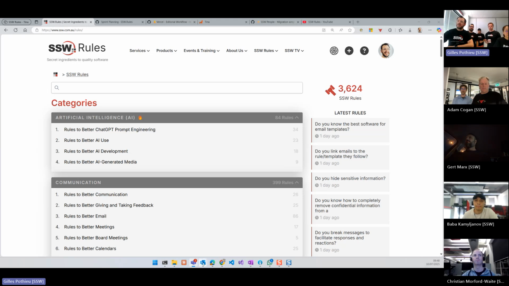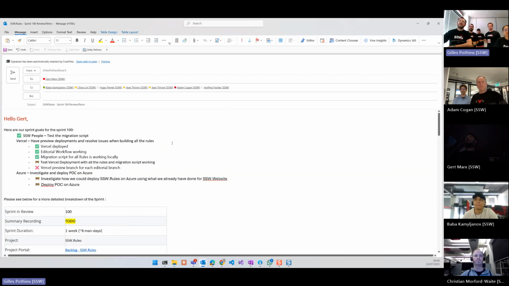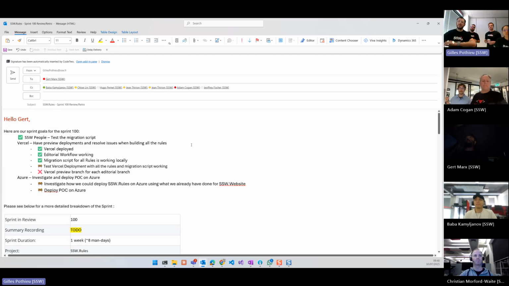Let's move to the sprint review email. Can you zoom this up a little bit, please? Yes, it's 130. Is it okay for you? Awesome.